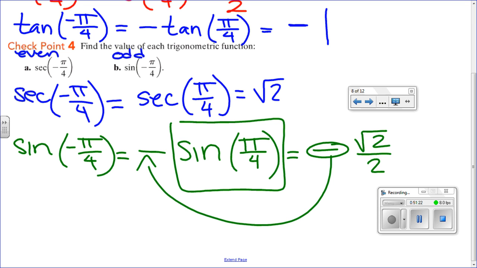Do you guys get it right? Yeah. If you didn't, correct it. There's nothing wrong with that. Okay, so I'm going to flip the page.